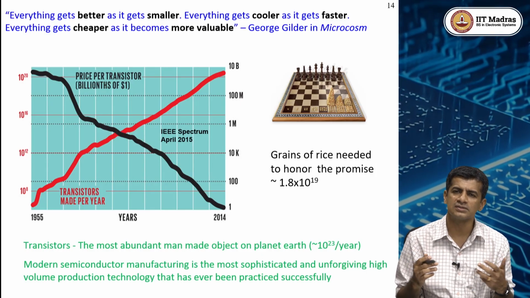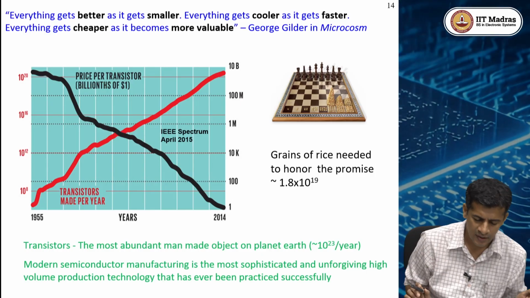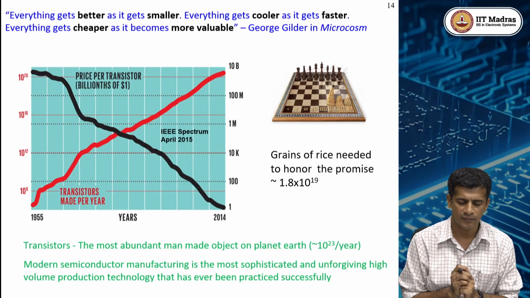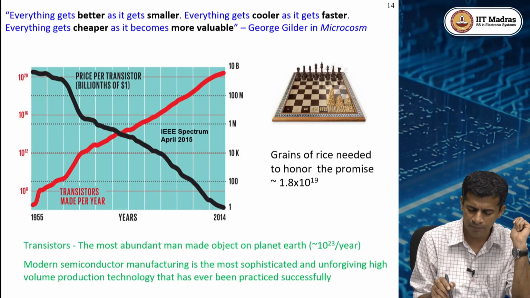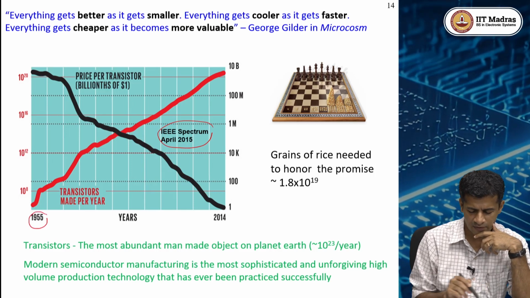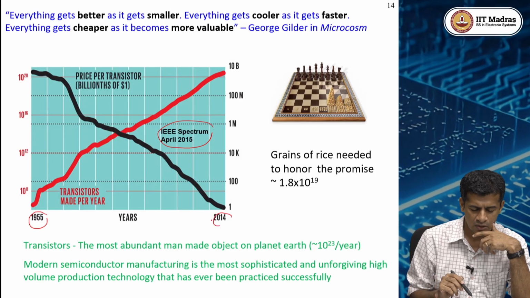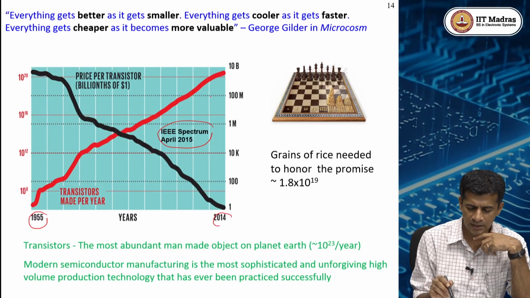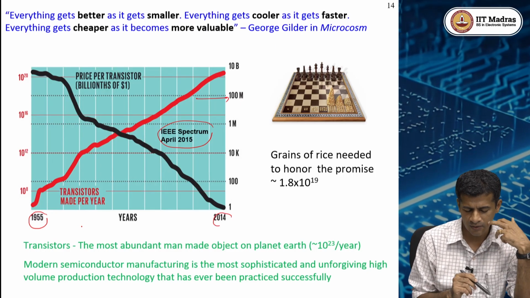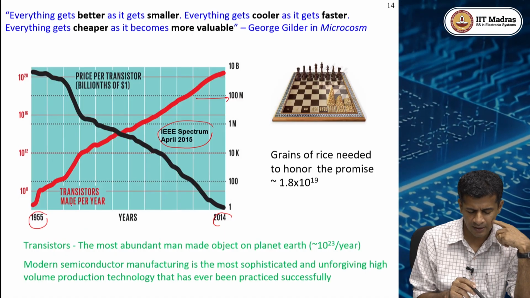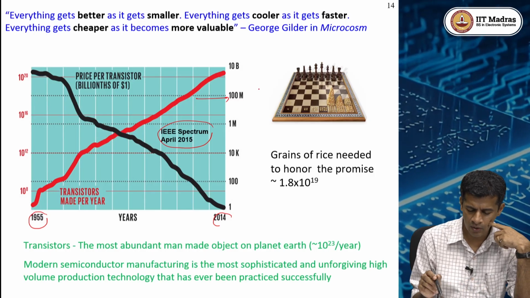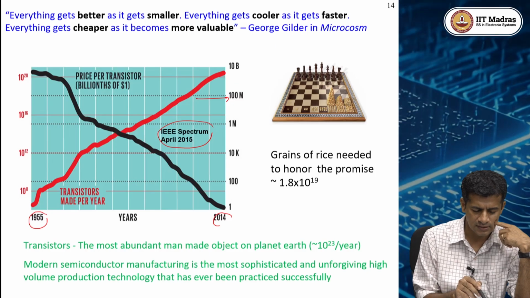Now, let us see how this was achieved. Essentially, this was achieved by making transistors smaller and smaller. This is a plot from IEEE Spectrum magazine, April 2015. It shows the progress from 1955 to 2014. If you look at the chart, this is the number of transistors made per year, and you can see it is growing. It goes from one here all the way to here.